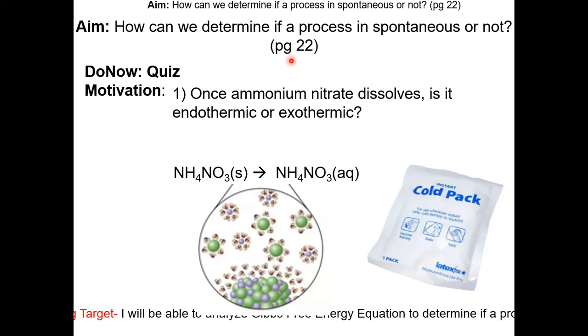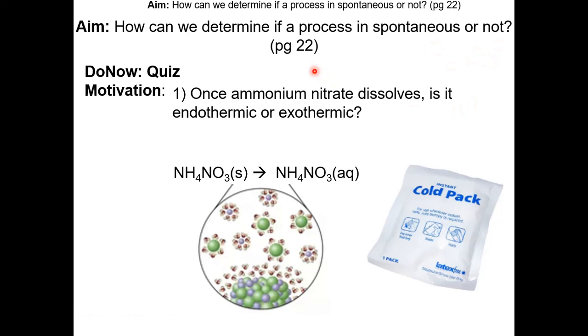This is my fifth video lesson for Unit 10. In this lesson, we'll be determining if a process is spontaneous or not. Go to page 22 in the class packet.